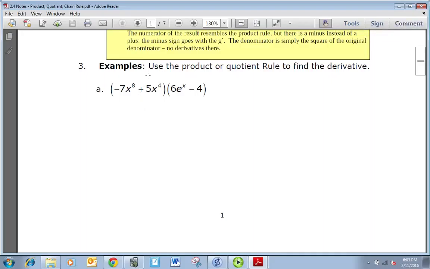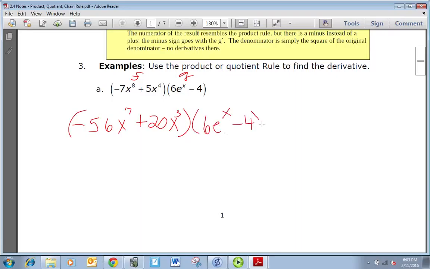So in this example, this would be my f and this would be my g, so the first and the second functions. So I would take the derivative of the first, which is negative 56 x to the 7th power plus 20 x cubed, and I multiply that by the second one. Now don't be nervous because we don't actually have to multiply that all out. And then we do plus the derivative of the second one, which is 6 e to the x, all that times the first.